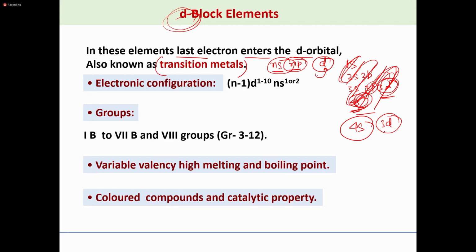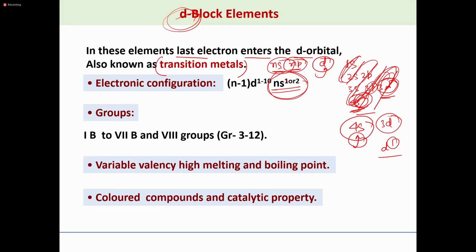So suppose the d orbital will have one electron. When this last electron comes to the d orbitals, before that the 4s orbital is filled up with 2 electrons. That's why in the general electronic configuration, the ns orbital will always have two electrons.